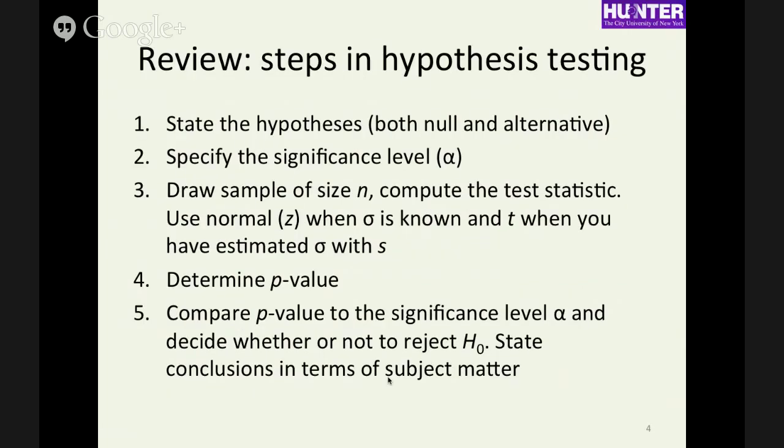Just to review, the steps of hypothesis testing are the same for all the hypothesis tests that you do. You start by stating your hypothesis and setting a significance level. You take your sample of size n, compute a test statistic. Before it was z, now it's going to be t, and you're going to choose an appropriate distribution, either the normal distribution like we were doing before, or the t-distribution like we're going to do today, and then determine a p-value and make your conclusions and decide whether to accept or reject the null hypothesis.